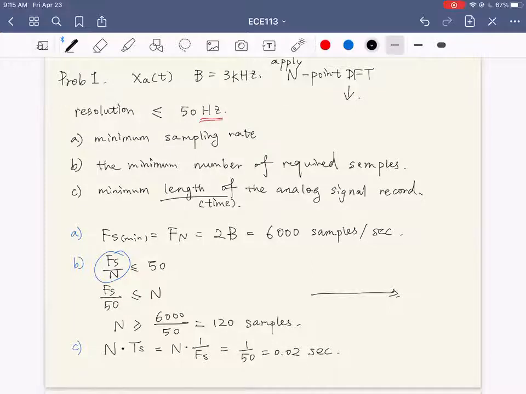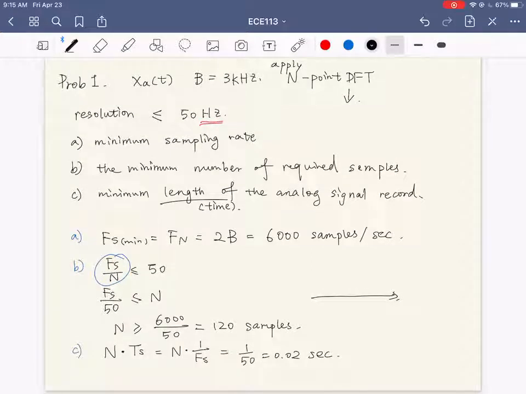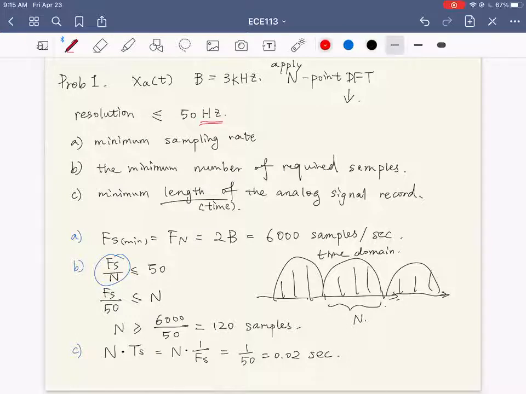So when we want to apply n-point DFT, the time signal is repeating in the period of n, right? So every n samples form a period in the time domain, and the interval here should be ts, which is 1 over fs. So if we expand it, it should be 1 over 50 seconds. I see that now. Thank you.